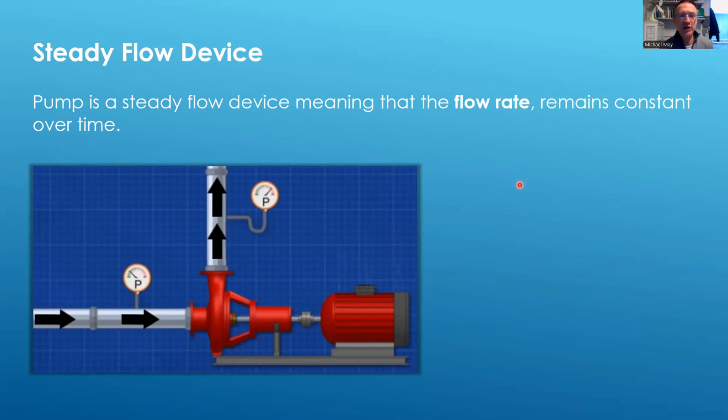So in this section, I want to go through the theory of a nozzle. So we'll start with a pump. The pump is a steady flow device, meaning that the flow rate remains constant over time. When you switch it on, there's a short period of time where it ramps up, and then eventually the flow rate reaches a steady rate, unless you change something, unless you change the speed of the pump, the motor that's driving the pump, or you adjust an outlet valve.